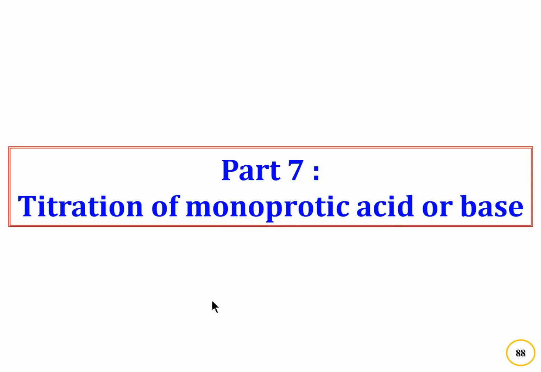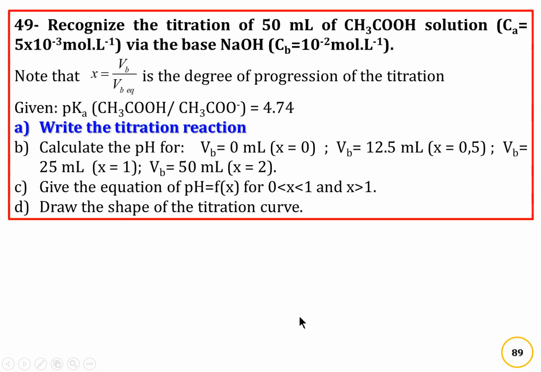Exercises acid-base, Part 7, titration of monoprotic acid and monoprotic base. Exercise 49, recognize the titration of 50 ml of acetic acid solution with the base NaOH. Noted X equal Vb divided by the Vb at equivalence is the degree of progression of the titration.